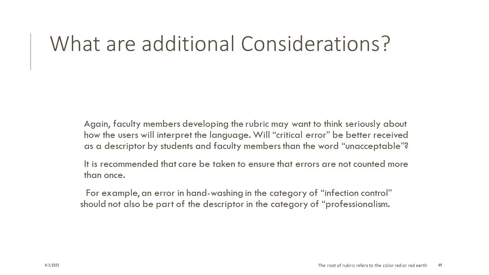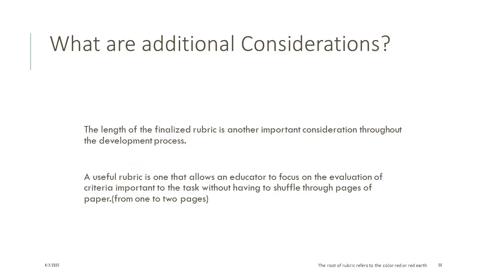Also, in the rubrics, we have to take care of one thing, which is very important: if you are going to evaluate the student for professionalism in one item, then don't use it again in another item, so that the student will not get negative marks in two places in the rubric. For example, an error in hand washing in the category of infection control should not be a part of a descriptor in the category of professionalism. So if we put it in infection control, we are not going to put it again in professionalism. So we do marking.